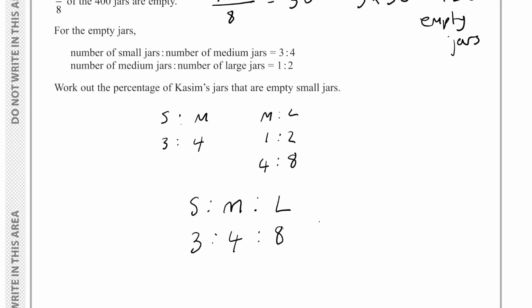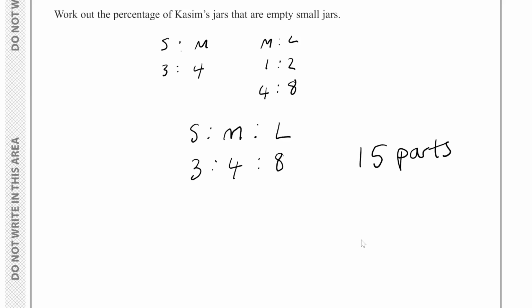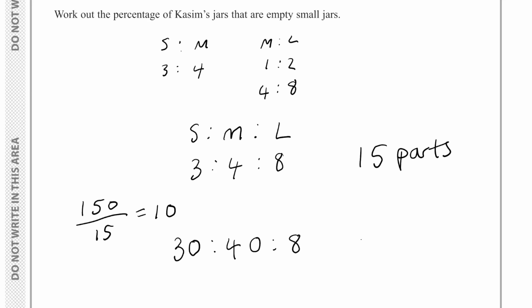We need to share 150 in this ratio. So 3, 4, and 8 is 15 parts. We're sharing 150 between those 15 parts. 150 over 15 is 10. So each part is worth 10. We've got 30 small, 40 medium, and 80 large.